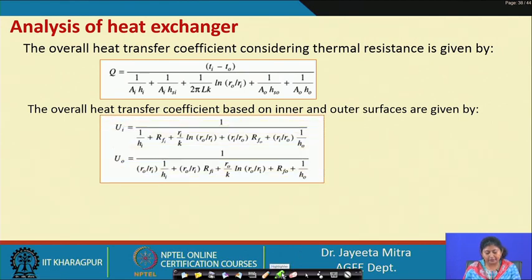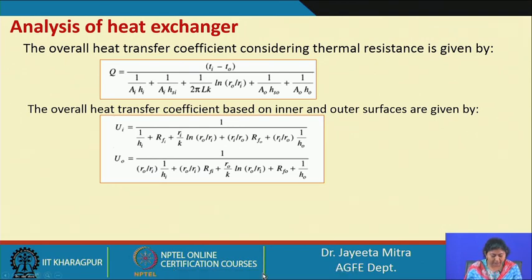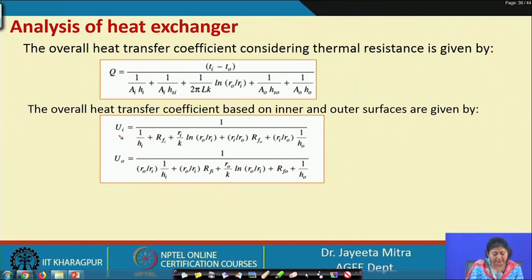And the overall heat transfer coefficient based on the inner and outer surface, if we specify again as we did in the earlier case, we can write it this way: 1 by H I, this is based on the inside surface area. So, the overall heat transfer coefficient will be 1 by H I plus R F I, the resistance because of the inside deposition, plus R I by K into ln R O by R I, plus R I by R O into R F O, because this is again done based on the outside surface area, plus R I by R O into 1 by H O.